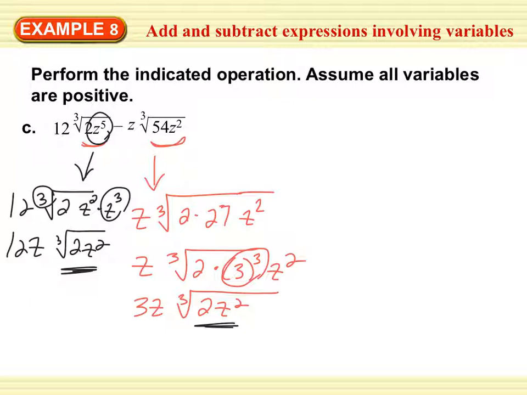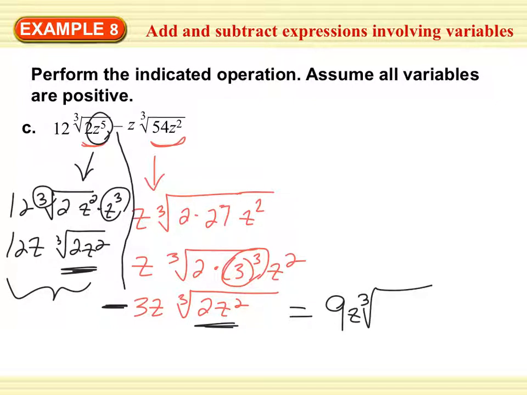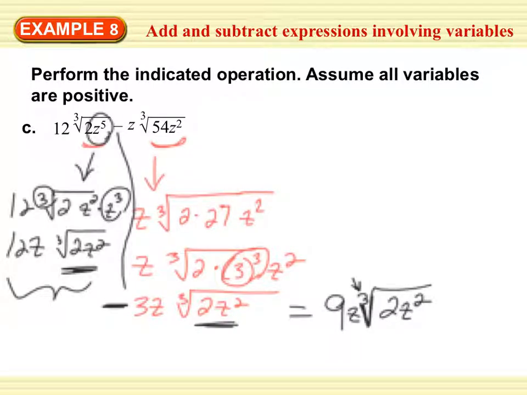I can do the math that it wants me to do. So 12z, cubed root of 2z squared, minus 3z, cubed root of 2z squared. That gives me 9z, cubed root of 2z squared. Notice that cubed root is in the radical, not a part of the z.